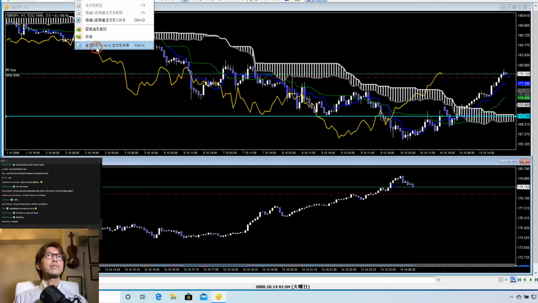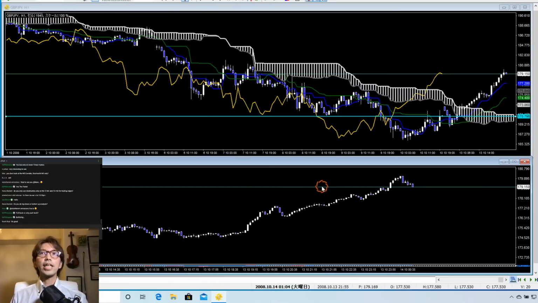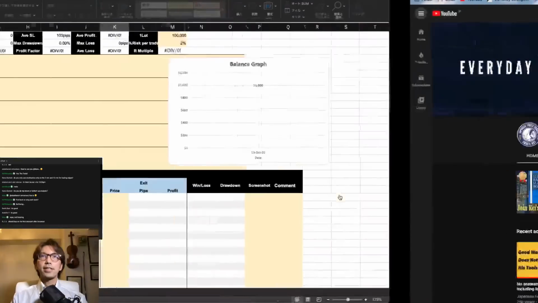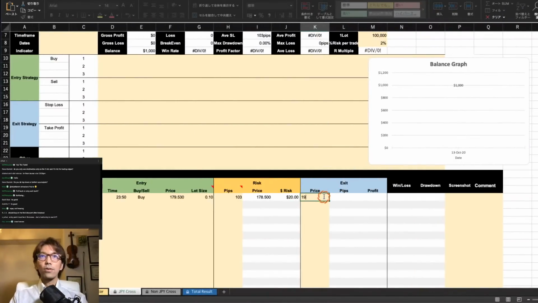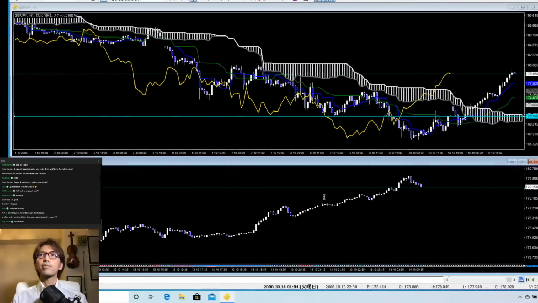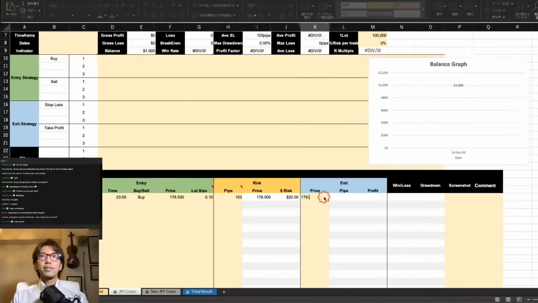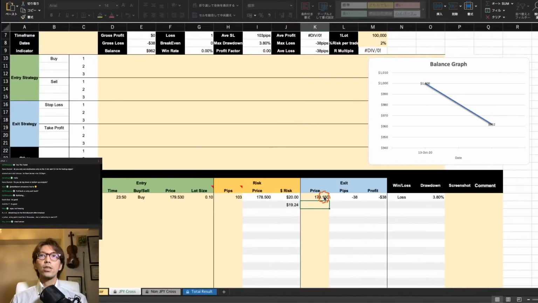Hold on. All right, there you go. It's already exited here. It was 179.150 that I exited. So I lost 38 pips, $38, and the drawdown was 3.8%. That was a very high drawdown for me, because I usually take 2% drawdown at most, but because this is just a trial, please accept that.